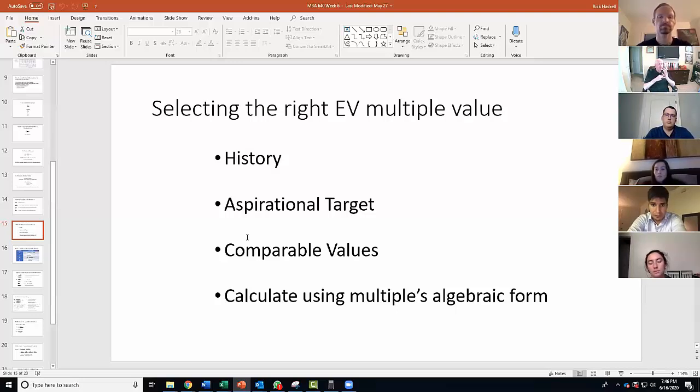Those 3 ways of thinking about where the multiple comes from are the 3 most commonly held ways. We look at the company's history.